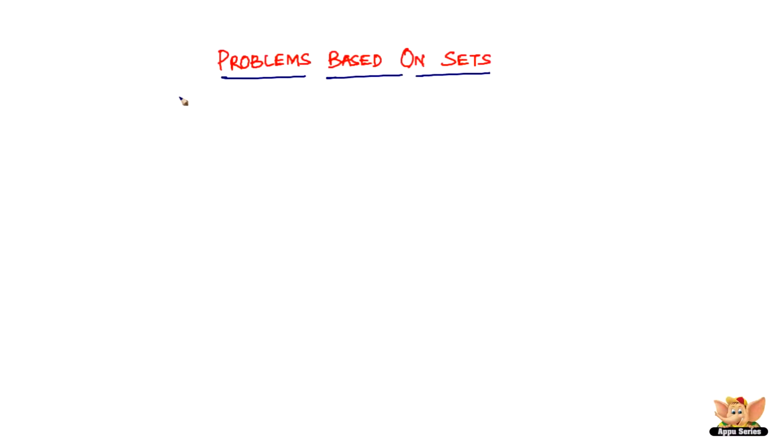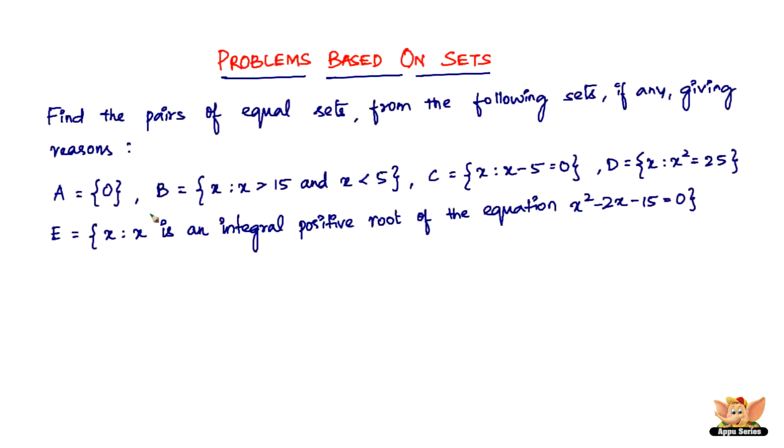In this video, let us continue to solve more problems based on sets. Alright, here we've got a question, a lengthy one at that I guess, which reads like this. It says, find the pairs of equal sets from the following sets, if any, giving reasons. So there are a group of sets here, A, B, C, D, E.